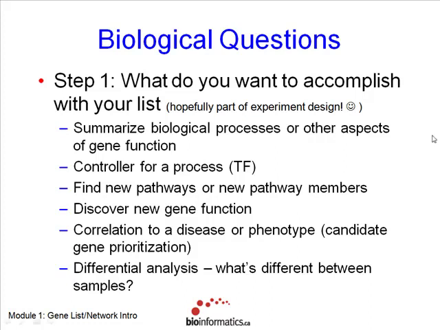Your goal might be to find new pathways or new pathway members, or to discover new gene function. Maybe there's a particular gene that you're interested in and you want to know more about what it does in the system that you're studying, or its correlation to a disease or phenotype. And then finally, as a couple of people mentioned, you might only be interested in differential analysis. So what's different between two samples? I have a cancer sample that doesn't metastasize and one that does metastasize. What pathways are different between these?